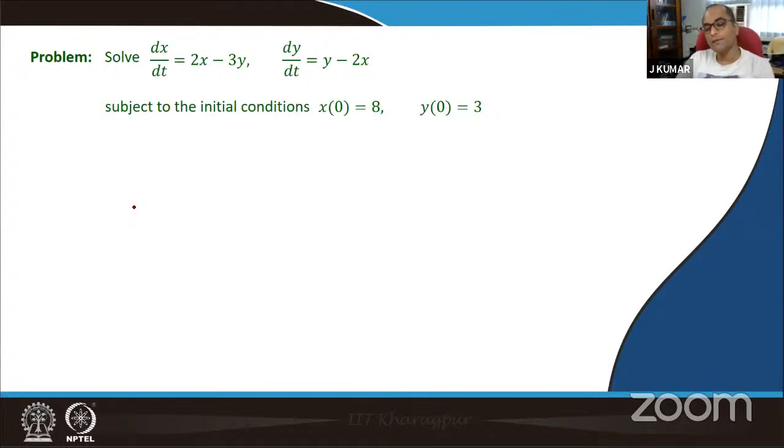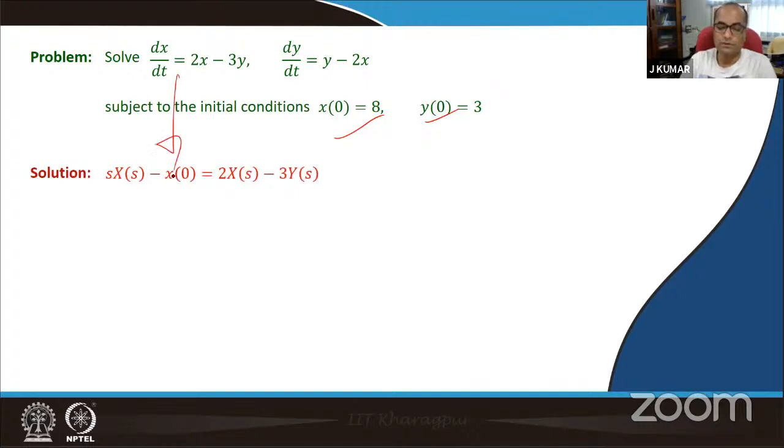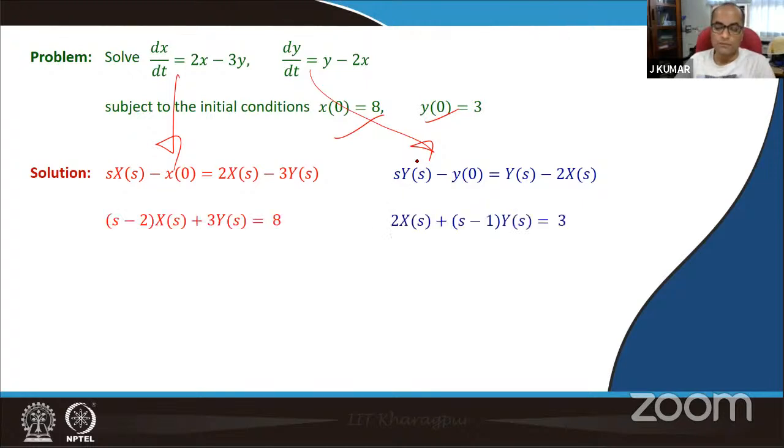We can also apply it to a system of equations. For instance, this is a system of ordinary differential equations, x(0) is given as 8, y(0) is given as 3. Here the idea is that we apply the Laplace transform individually on each equation. So we have these two equations, one in X(s) and Y(s), the other also in X(s) and Y(s), and we have to eliminate one.